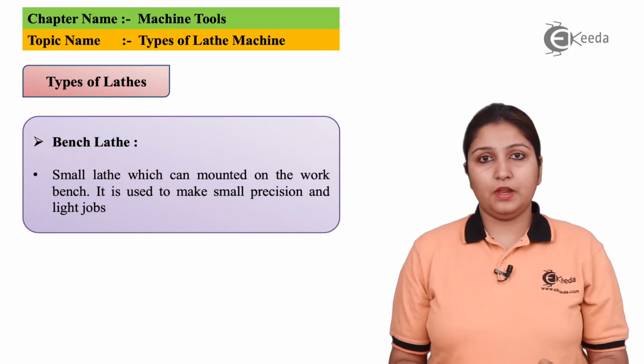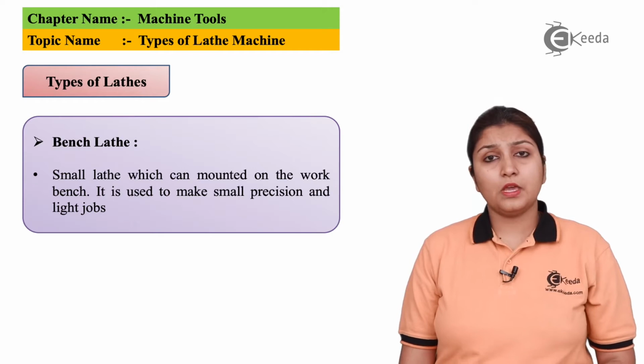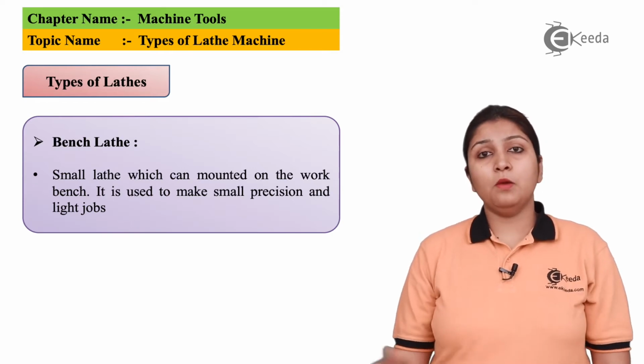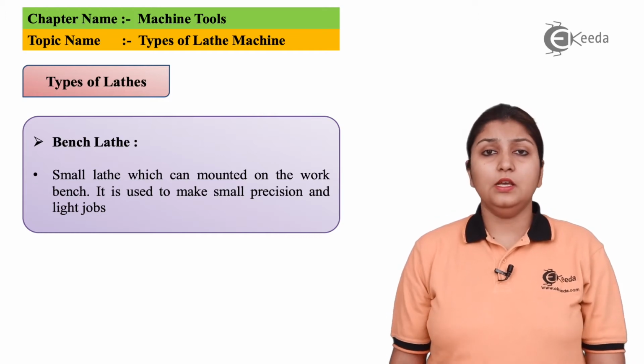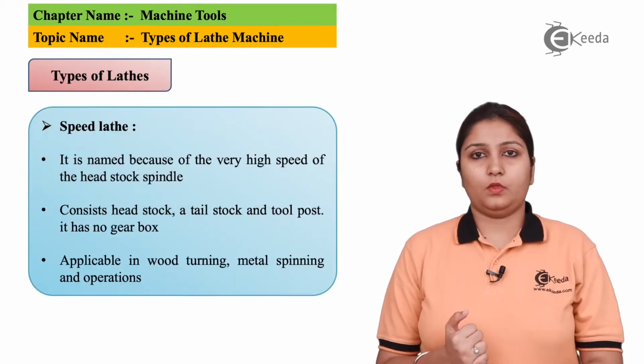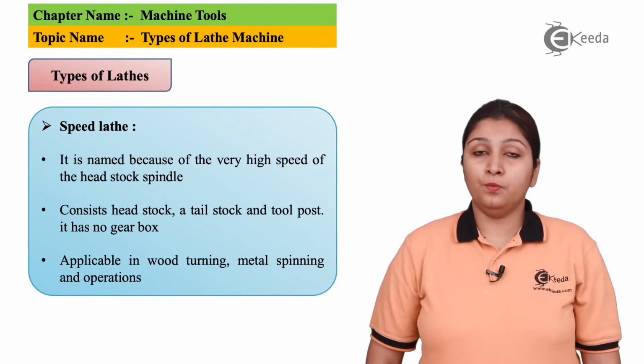The second type of lathe machine is your bench lathe machine. They are generally used for making small objects so that small machining can be easily done. So the basic difference between engine and a bench lathe is the size of the object. The next type of lathe machine are speed lathe machine and tool room lathe.